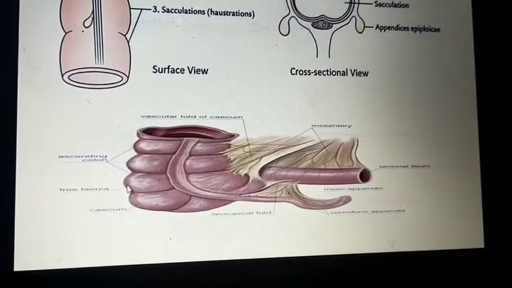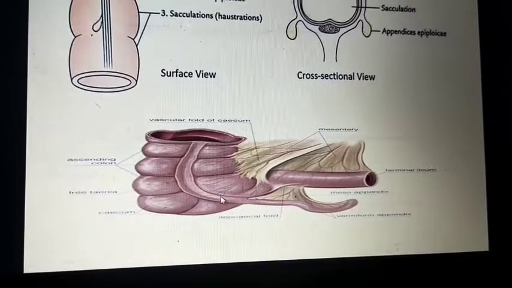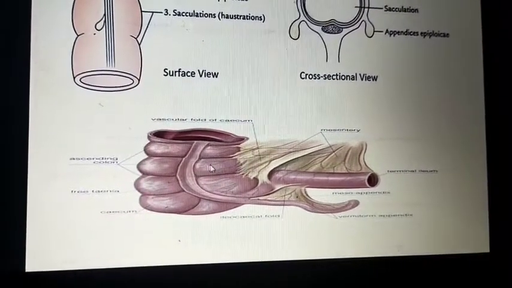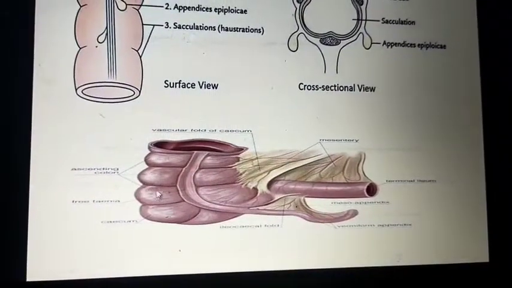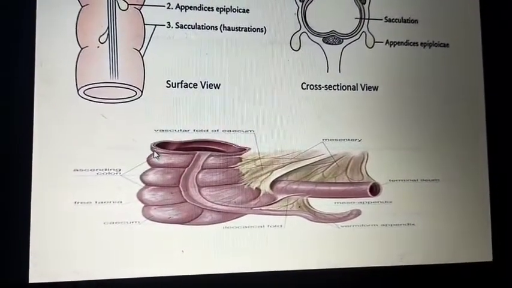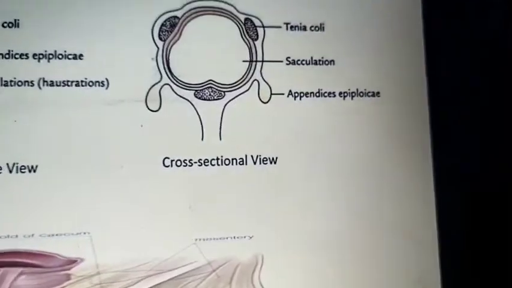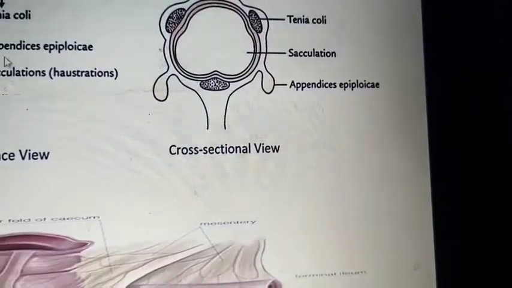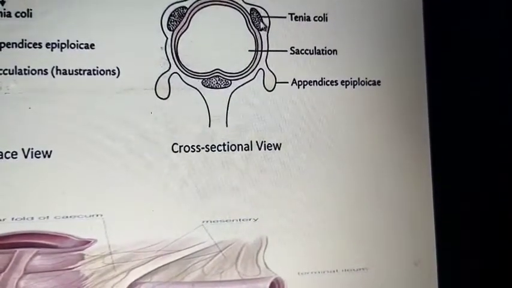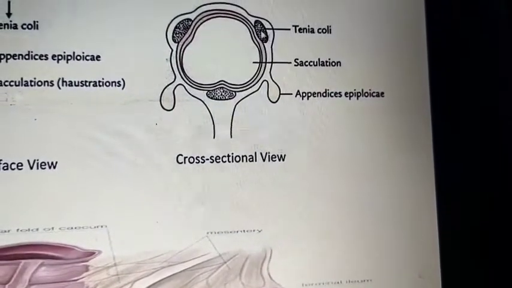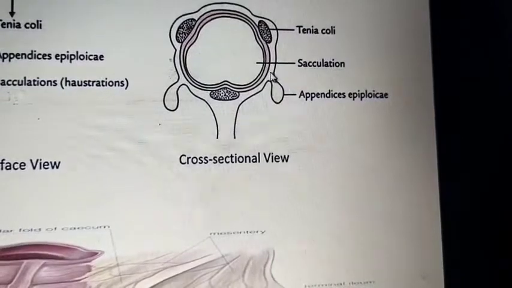In this picture also you see these sac-like structures or pouches of the large intestine. These are called saculations, or you can say haustrations. And in this picture also you can see this ribbon-like band of the longitudinal muscle of the large intestine. And these are the epiploic appendices.